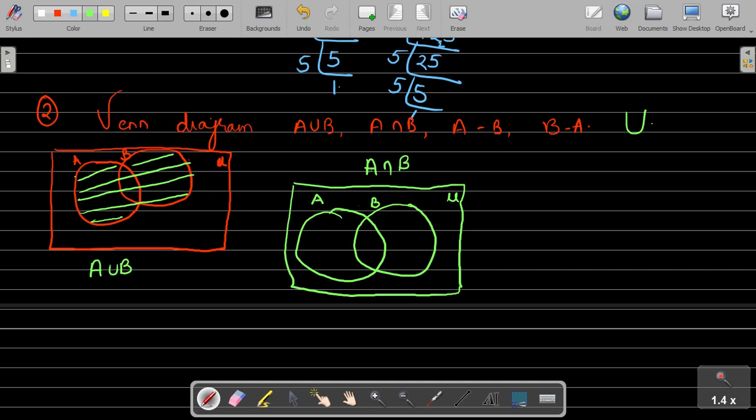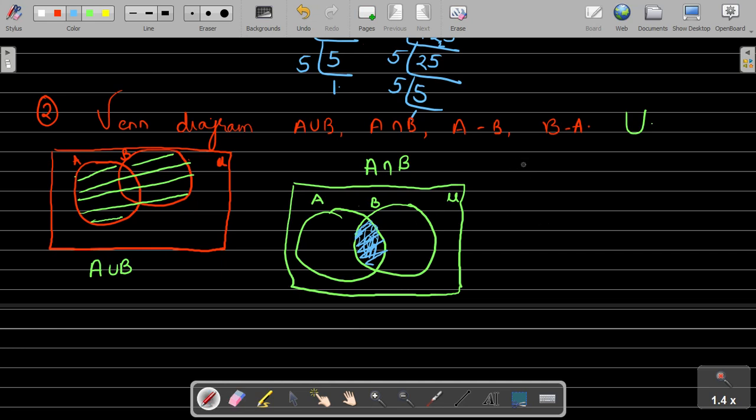We are going to represent now A intersection B. How do we do that? A intersection B is nothing but the portion that is overlapping, the common portion for these two. You should not come out of this portion. So this shaded portion represents A intersection B.